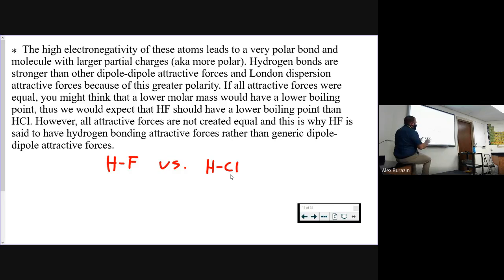And if all bonds were created equal, HF is a polar molecule, HCl is a polar molecule. This one has more mass, this one has more electrons. So on the surface, that comparison seems to make the conclusion that HCl should have stronger intermolecular forces, right? They're both polar. They both would have dipole-dipole, partial negative, partial positive. This one's got more stuff. It's bigger. So the guess maybe would be that HCl should have a higher boiling point and have stronger intermolecular forces. But that's not what the data shows.